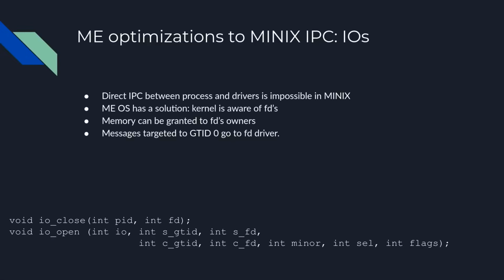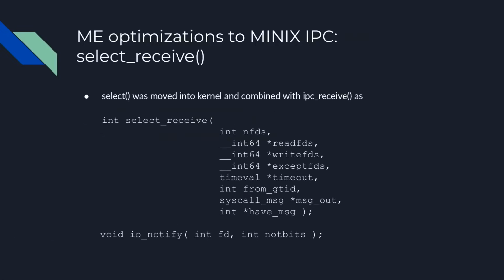And this is used so you can, as a process, directly talk to a device driver without knowing what its process ID is. So you don't send it to the file system server, you send it to the file descriptor, and the kernel just magically corrects it for you. And they moved select into the kernel. So you can tell the kernel, hey, I want to wait till the file system server tells me that it has data available, or till a message comes in.